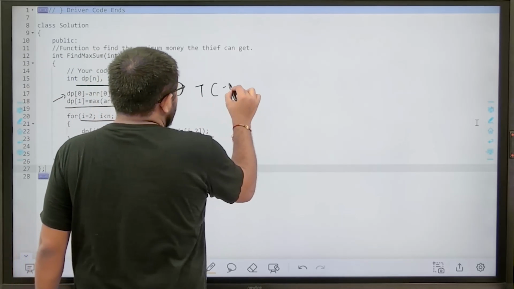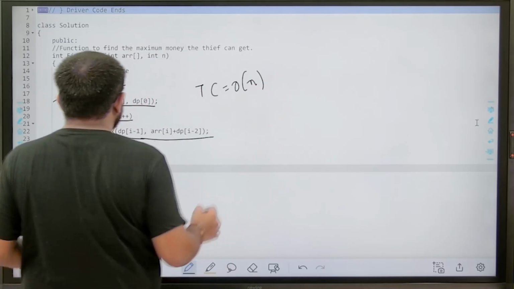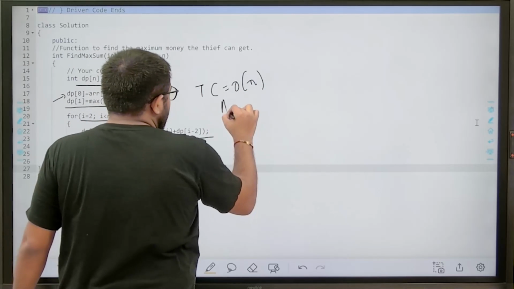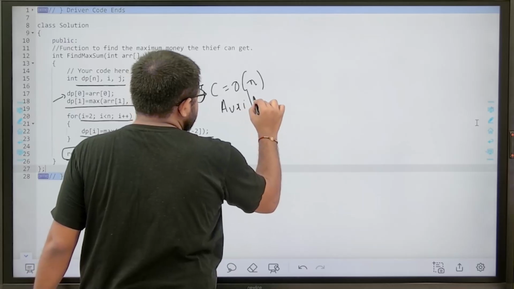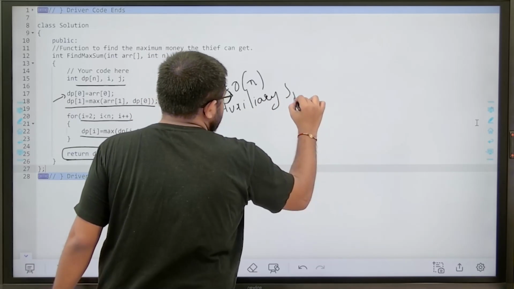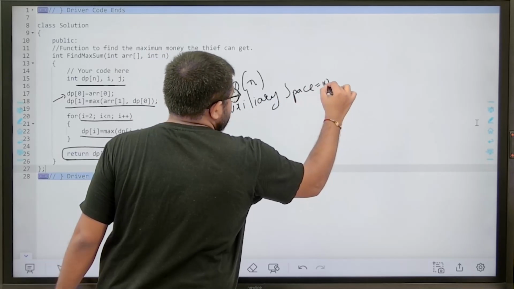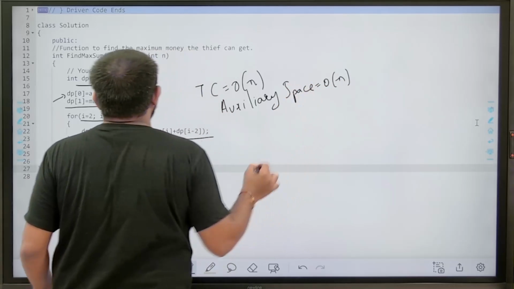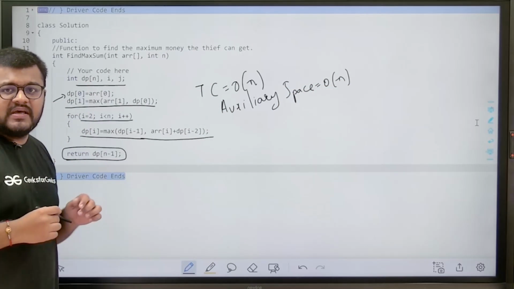What would be the time complexity? It would be big O of n, as a for loop of size n is used. And what would be the auxiliary space? The auxiliary space required here will also be equal to big O of n, because we are taking one dp table of size n, right?